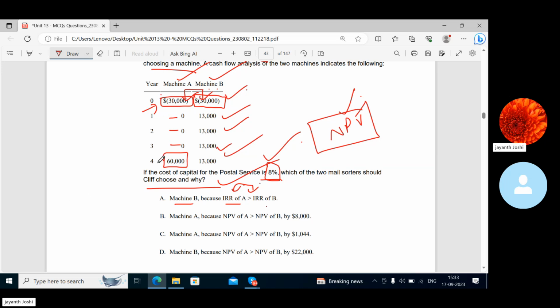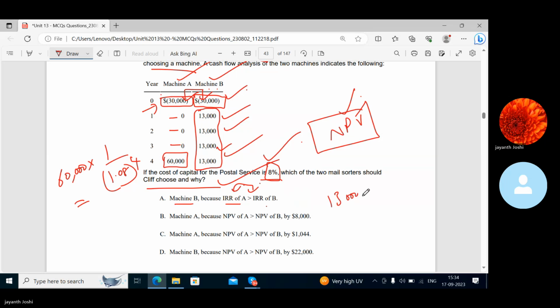So here we have the cash flow in the fourth year. So 60,000 into 1 by 1.08 whole power 4. Please tell me what's the answer. And here, since these are four cash flows which are similar cash flows every year, can we use present value of annuity here? Yes, sir. 13,000 into present value of annuity factor at the rate of 8% for 4 years, right? So we will take 60,000 into, just calculate and tell me.